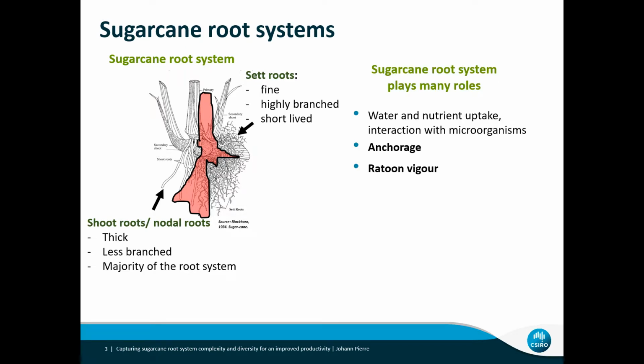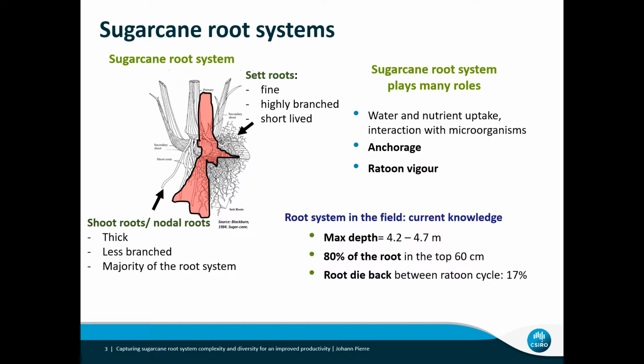So the sugarcane root system, in addition to its role in water, nutrient uptake, and interaction with microorganisms, has a really important role to play in the plant anchorage to prevent the lodging of the plant due to the plant tall stature, and also to prevent uprooting at harvest. And the root system also plays a role in the ratoon vigor to help the next crop establish.